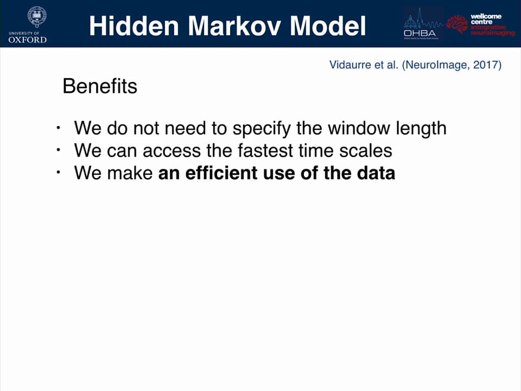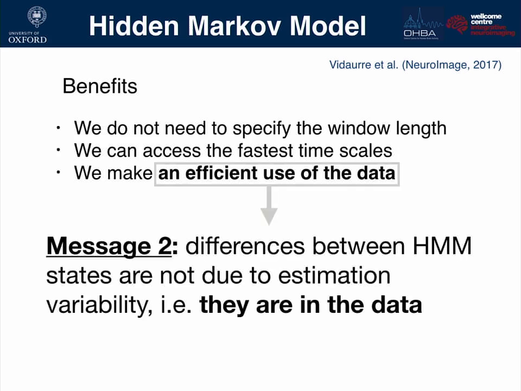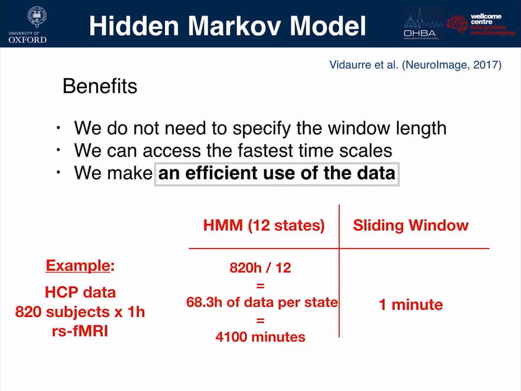We can access faster time scales, because the visits to the states can be quick, typically quicker than the typical choice of a sliding window. And most importantly, they make an efficient use of the data, which leads me to my message number 2, which is that differences between states are in the data. And let me exemplify this with an example.